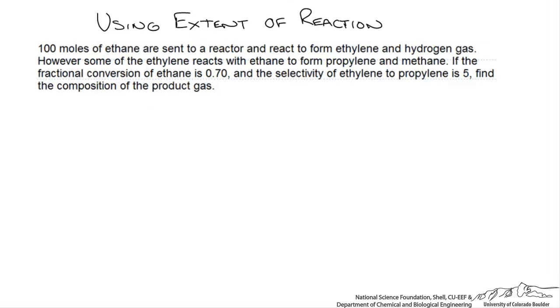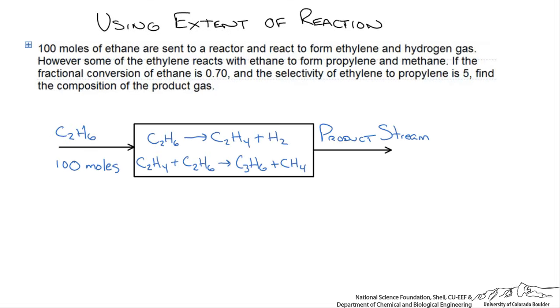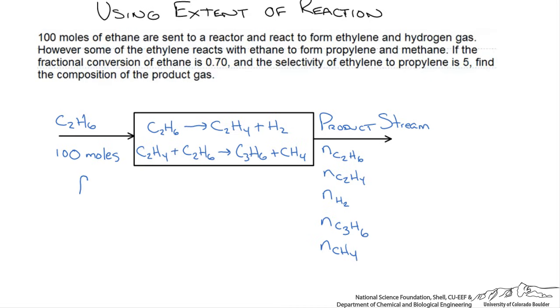So with any material and energy balance problem, we should start by drawing a figure. So here I have my reactor with both reactions in it, and we know that some amount of ethane comes in, 100 moles, and leaves as a product stream. And we're asked to determine the composition of that product stream. So we need to finish labeling our system by putting in our unknowns. We should also write in our fractional conversion, since it's given to us, and our selectivity of ethylene to propylene, and that's given as 5. So we have all our information that we've been given in the statement, and we have all the information that we need to find labeled.